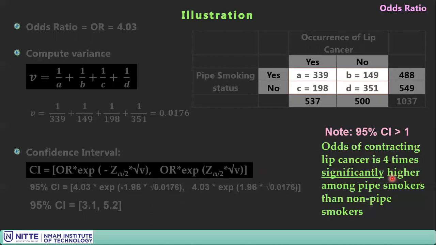Earlier we mentioned this, but the word significantly was not there. The reason is we did not know whether the confidence interval had 1 within that particular range or not. Here 1 is not present within the range. So you can confidently tell that since 1 is not within the confidence interval range, it is significantly higher.